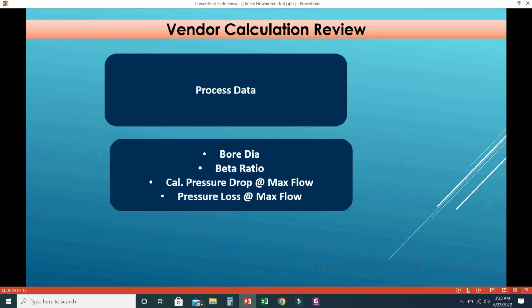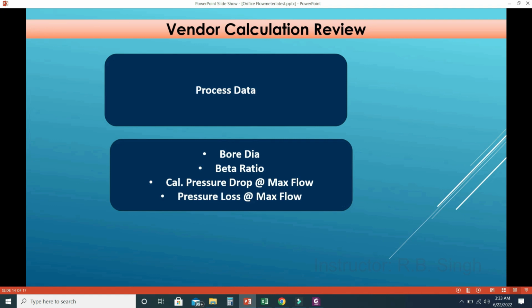At the same time, we will compare the pressure loss at maximum flow to the allowable pressure loss, which is provided in the process data sheet. If the calculated pressure loss is under the allowable pressure loss, then there is no concern. But if the calculated pressure loss is more than allowable, then there will be concern. Either we have to check with the process department whether it is acceptable or not.